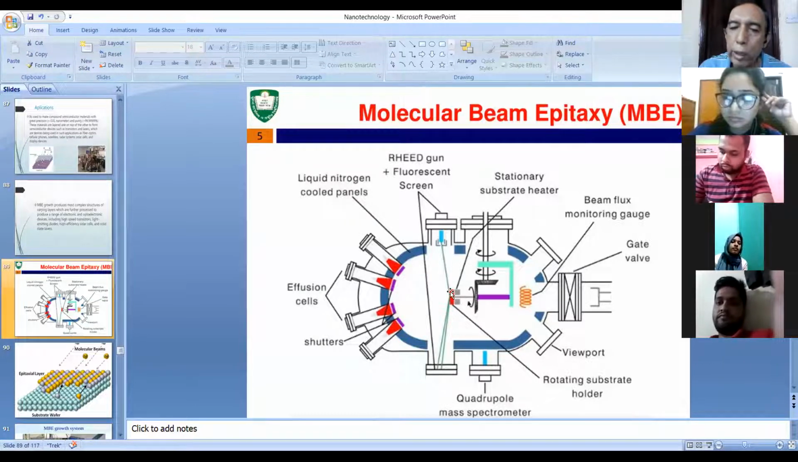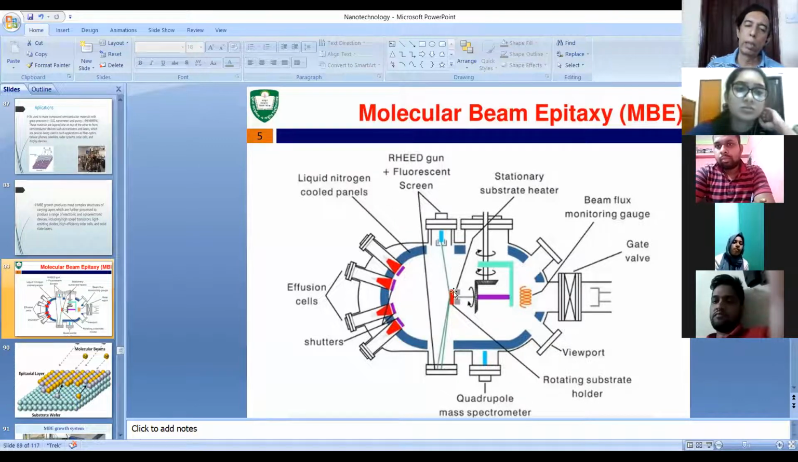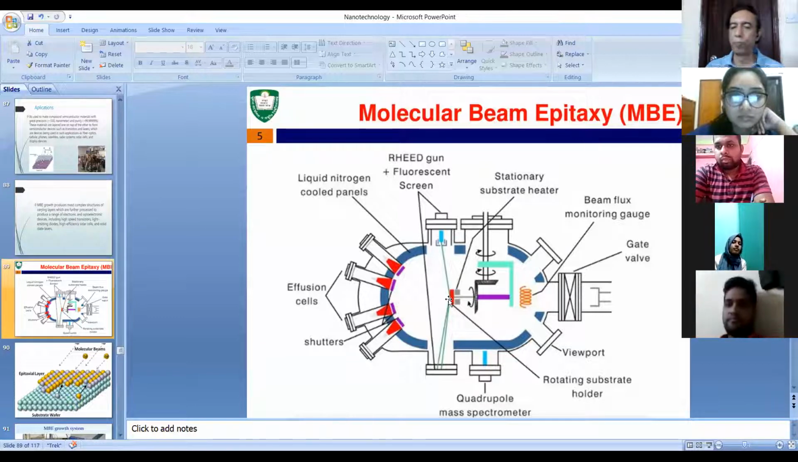You heat the substrate as your requirement. If it is a gallium arsenide substrate, then you can heat it at one temperature. If it is a silicon substrate, you can heat it at another temperature. And the heating is necessary for the nature of the thin film also. Okay.